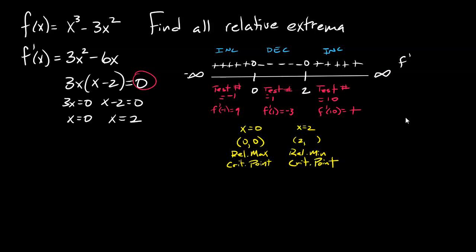Okay, so that's a lot of information just from this one equation. Oh, you know what? I forgot to find the actual point. So if I plug 2 into the original equation, I get 8 minus 3 times 4, which would be 8 minus 12, which is negative 4.